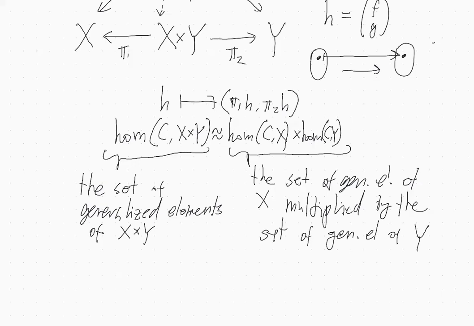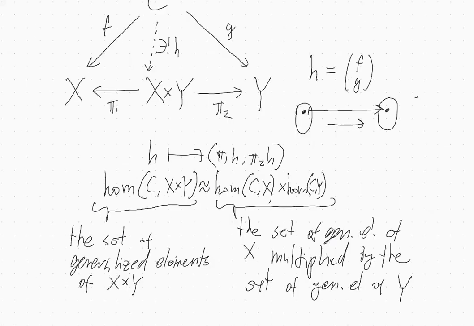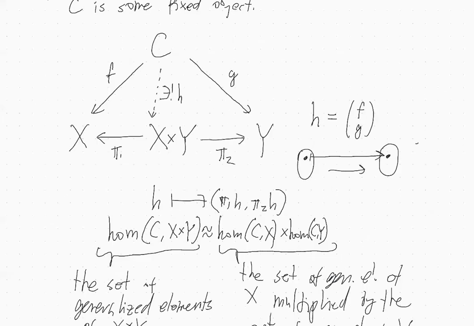So then this bijection essentially tells us that x cross y is an object for which its generalized elements are ordered pairs of generalized elements of x and generalized elements of y. That's the point I wanted to make. Okay, no, I see that. So the definition of product of objects is done in such a way that it allows us to see x cross y as a kind of generalized Cartesian product of x and y. Cool.